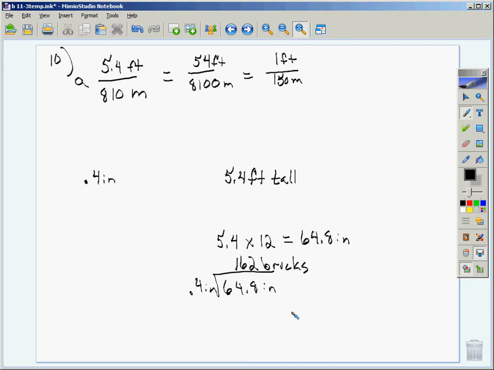If the bricks are to scale, how many bricks tall is the building? Anybody know? If the bricks are to scale, think about it. If the bricks are to scale and the model has 162 bricks from top to bottom, how many is the building going to have? No. It's a good question, guys. Should be able to answer it.